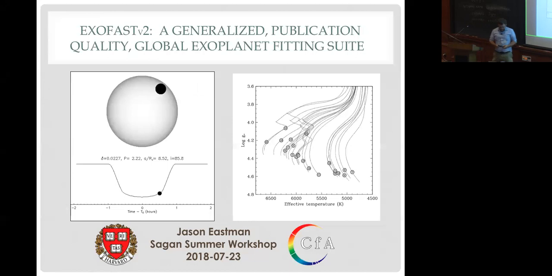Great, I'm very excited to tell you about EXOFAST 2, which is, as Elise mentioned, a generalized package for publication quality global fits of exoplanets. So it can do just the star, it can do just transits, it can do just radial velocity, or any combination of them. And this is just a nice animation of what a transiting planet looks like, and then a model of isochrones that it uses to fit.